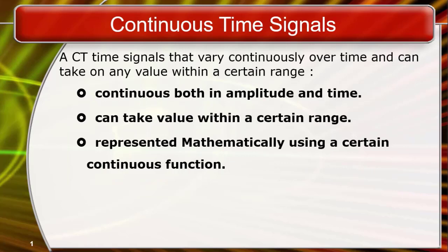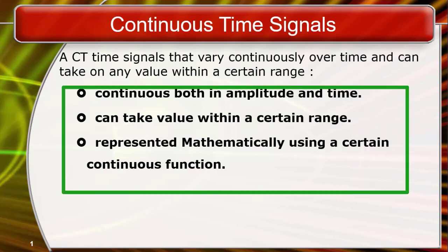A continuous time signal varies continuously over time and can take on any value within a certain range. In short, a continuous time signal is continuous both in amplitude and time. A continuous time signal can be represented mathematically using a continuous function.